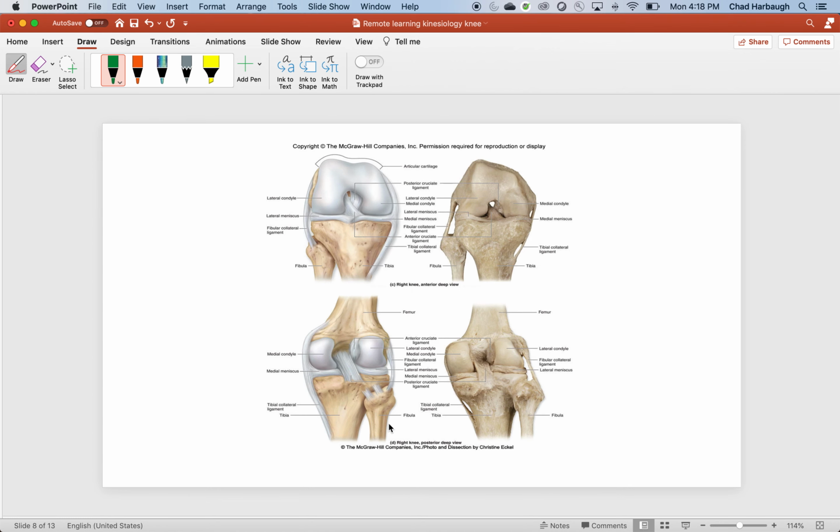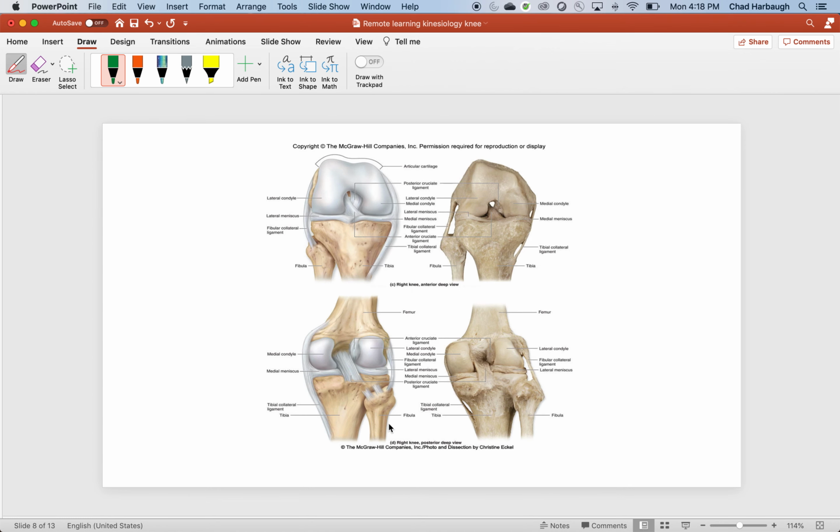With respect to stability, their job is to provide anterior and posterior stability, and also the rotary stability of the knee joint. When we're looking at the next one, the posterior cruciate ligament, which is located here, this is a very strong ligament. It connects from the posterior surface of the femur to the posterior surface of the tibia.